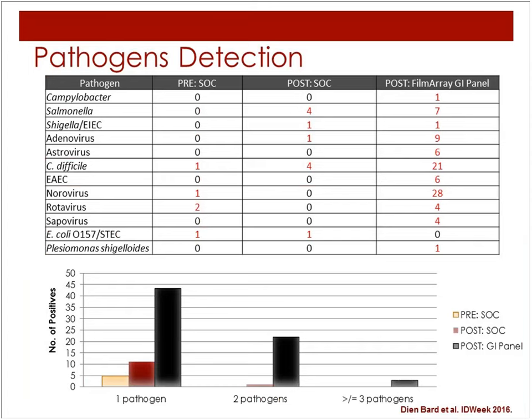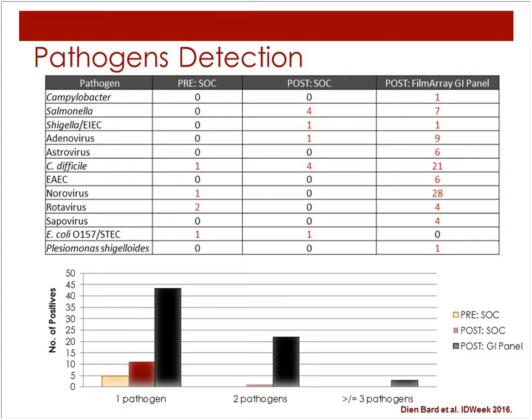So this slide just summarizes the pathogens that were detected in each group: pre-standard of care, post-standard of care, and then post-FilmArray GI panel. For the GI panel, there was a co-detection rate of 36.8%, so 25 out of those 68 patients.